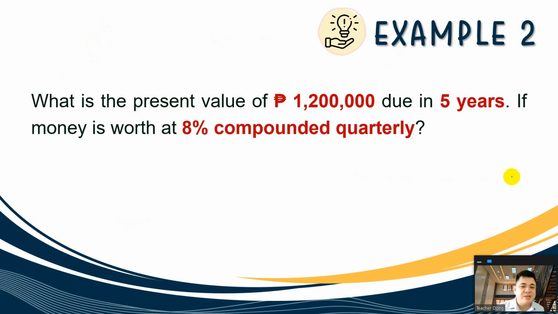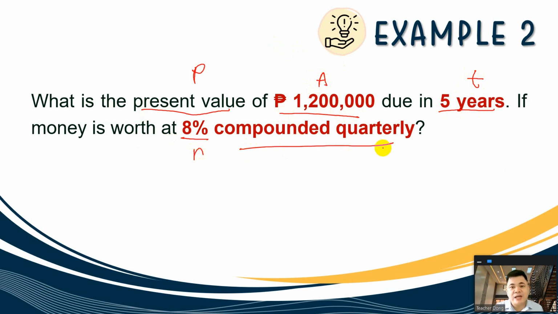Okay. So let's have the second example. What is the present value of 1.2 million, or 1,200,000 pesos, due in 5 years if money is worth 8% compounded quarterly? Let's analyze it. Present value is still the unknown value here. And of course, 1.2 million is our maturity value, due in 5 years, which is the time. The money is worth 8%, which is also the rate, compounded quarterly. So how many 3-month periods do we have in 1 year? Of course, we have 4.